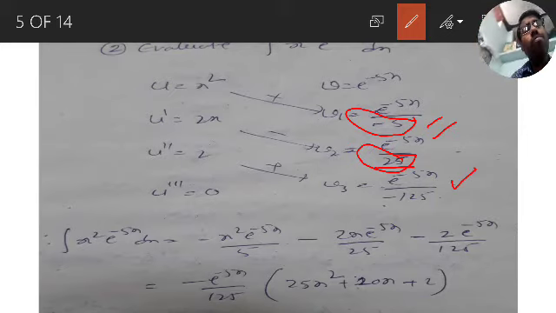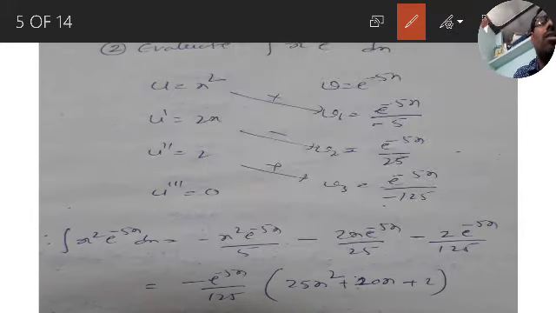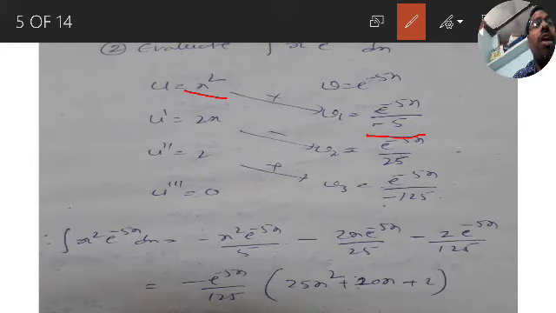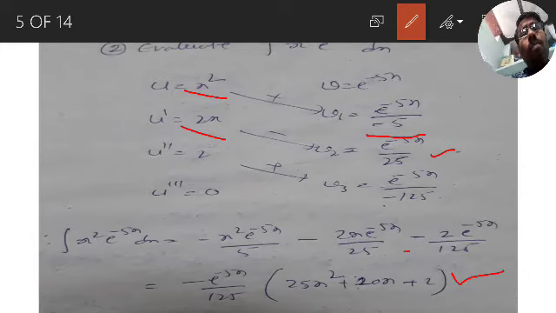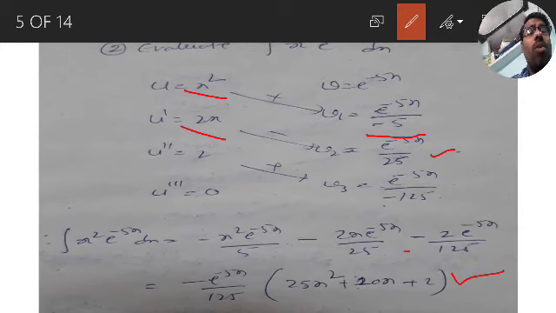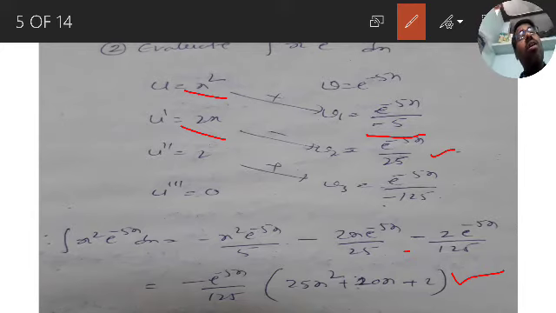Cross multiply. What is cross multiplication? Plus minus plus minus plus minus. So what will we get? x square into e power of minus 5x by minus 5. So minus 2x into e power of minus 5x by 25, plus into minus again minus 2 into e power of minus 5x by 125. Take 125 common, you get the answer: minus e power of minus 5x by 125 into 25x square plus 20x plus 2. This is my answer. Are you getting?